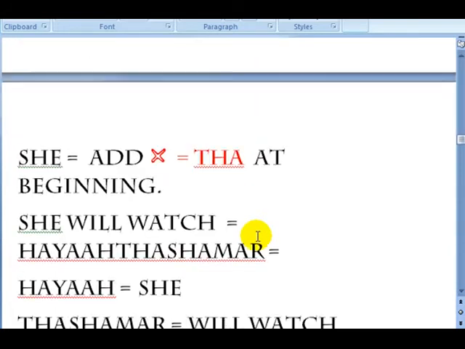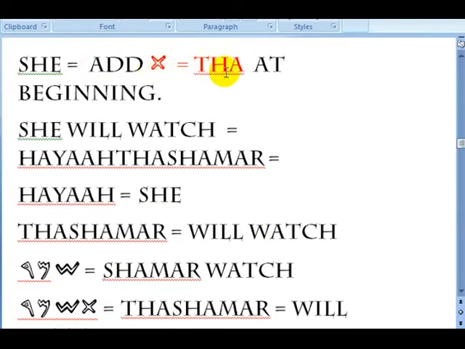Alright, now she, you add a tha at the beginning of the word. You know, so see, with these letters and these letter combinations that you add to these words, they will change the tense as well as change the gender or the number of people that you're speaking about. Those are key things that you have to remember in order to really understand these lessons here, and to be able, when you read it in the Torah, to understand the Torah. Alright, so she, you add a tha at the beginning of the word. She will watch.